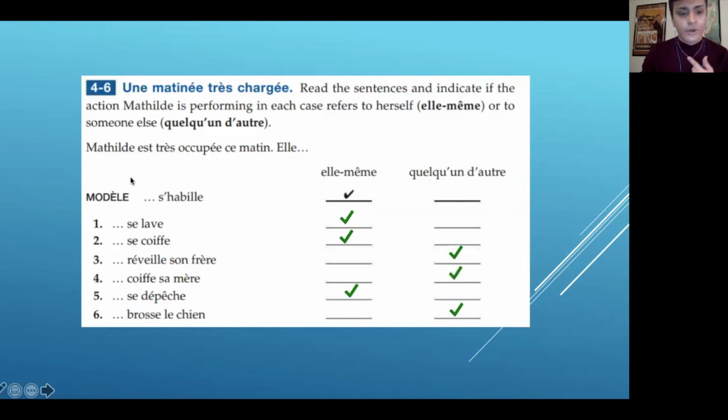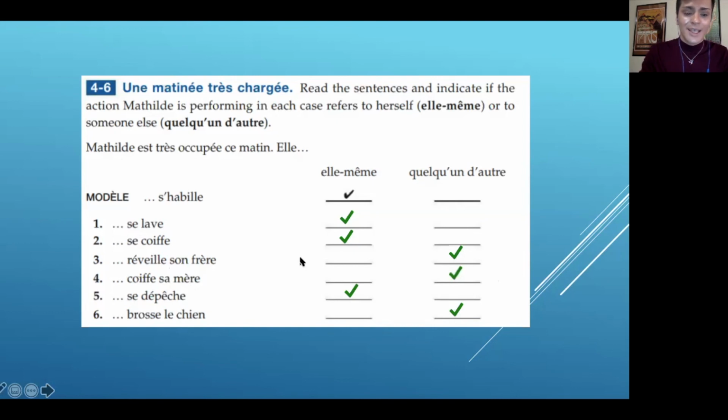Se coiffe, Mathilde. Réveille son frère, the object is her brother, quelqu'un d'autre. Coiffe sa mère, again, we have a separate object, quelqu'un d'autre, her mother. Se dépêche, herself. Brosse le chien, again, le chien is another object, so quelqu'un d'autre, her dog.